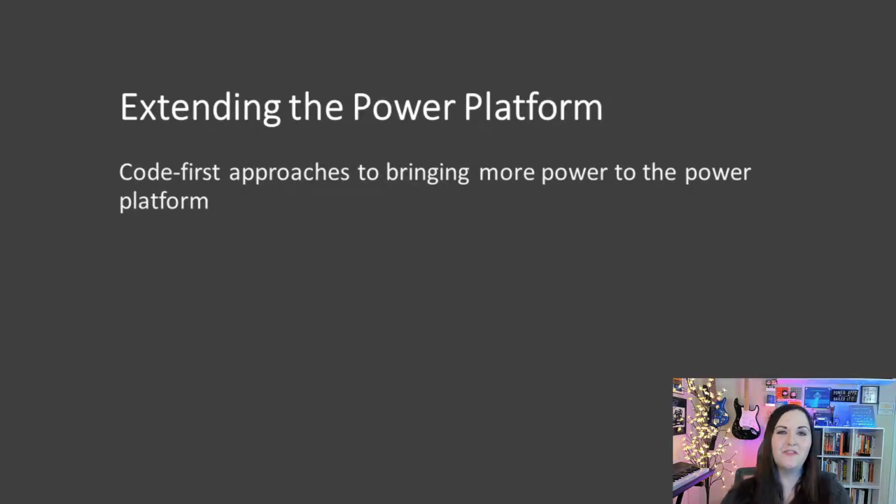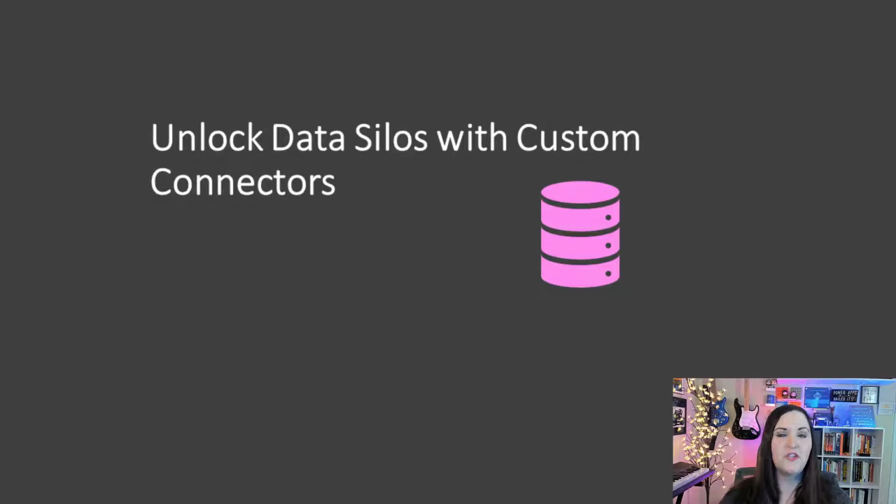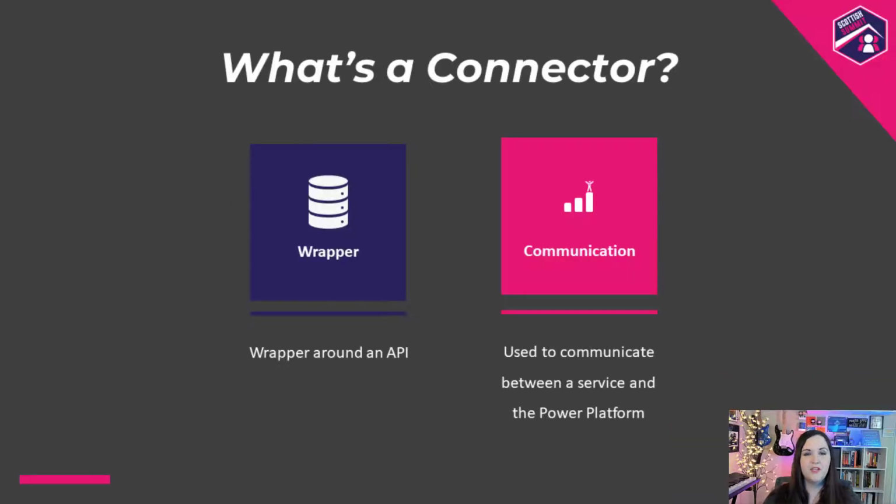Now let's move on to the fun stuff. How can we use our Code First skills to extend the Power Platform and bring more power to it? The first extension point that I wanted to touch on is how we can unlock data silos with custom connectors. I touched on connectors briefly in the intro when I was describing what the Power Platform is, but to reiterate on that, all a connector is a wrapper around an API. It's how the Power Platform communicates with services.